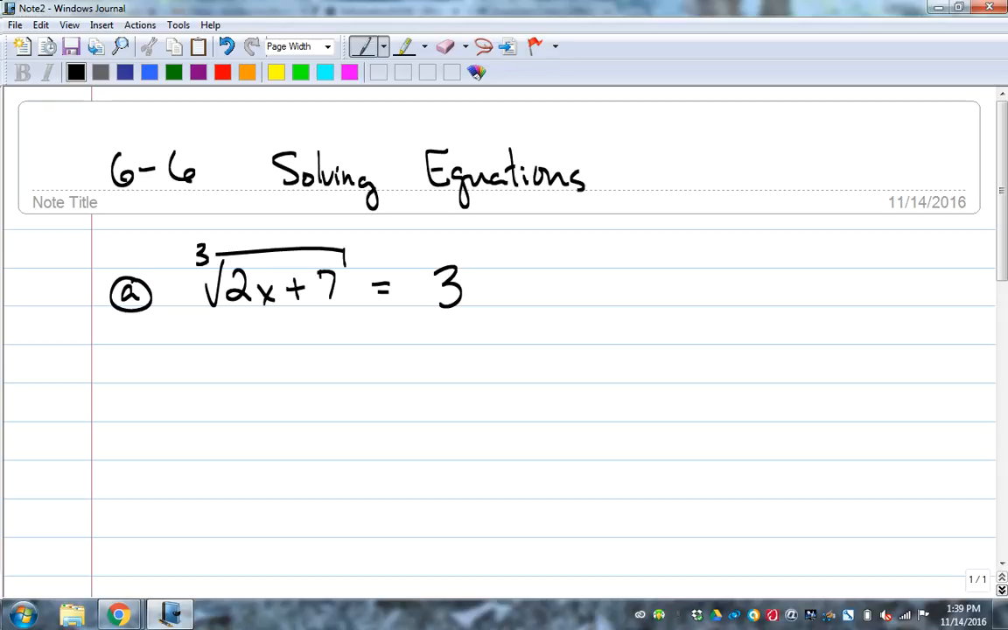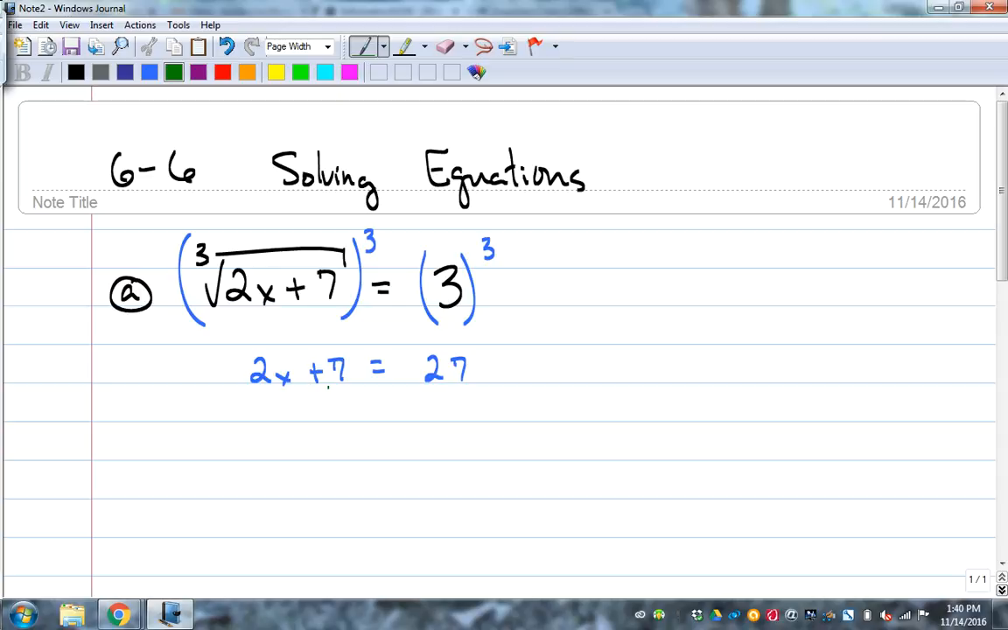So what's the opposite of taking the cube root? Cubing. Just like the opposite of taking the square root is squaring, the opposite of taking the cube root is cubing. All it does on the left-hand side just takes care of the cube root. It's gone now, and we just have 2x plus 7. And on the right-hand side, we have 3 to the third power, which is the number. What number is it? 27.